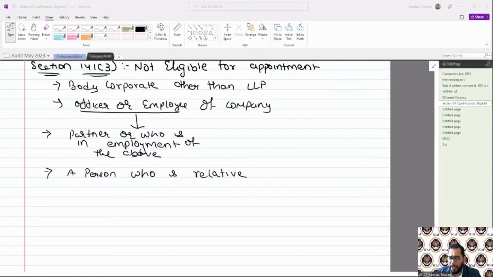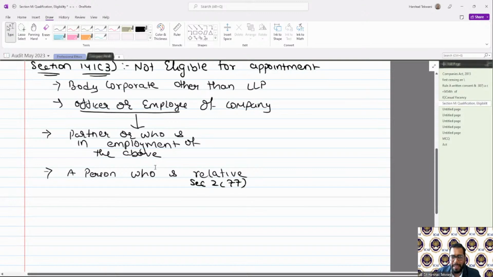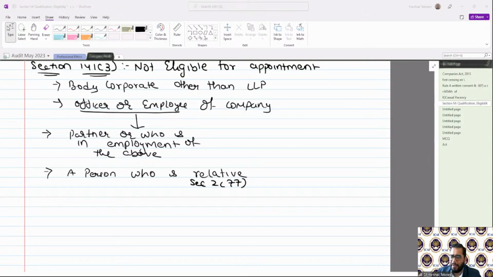If you want to refer to the definition of the relative under the Companies Act, it's section 277 of the Companies Act, which prescribes who a relative means. Plus there are certain rules also that are given. So section 277 covers everything. Now a person who is a relative or partner, there are conditions given.